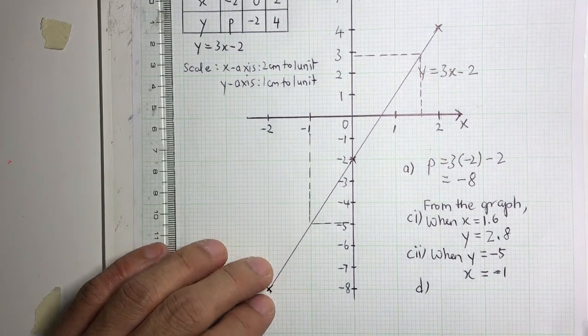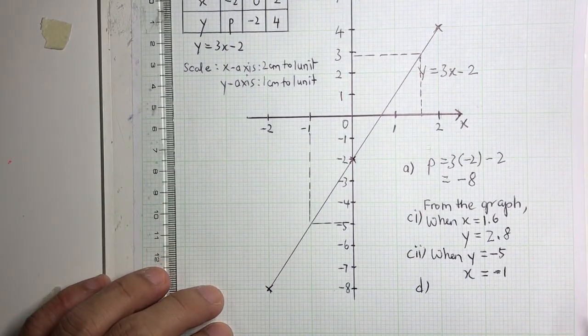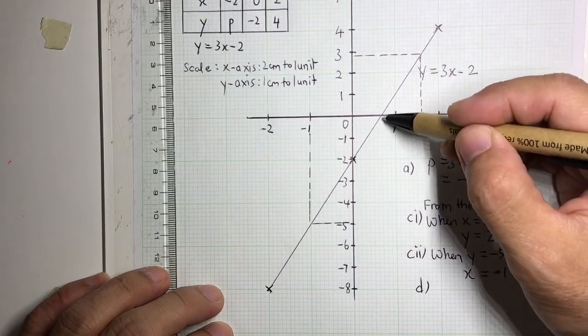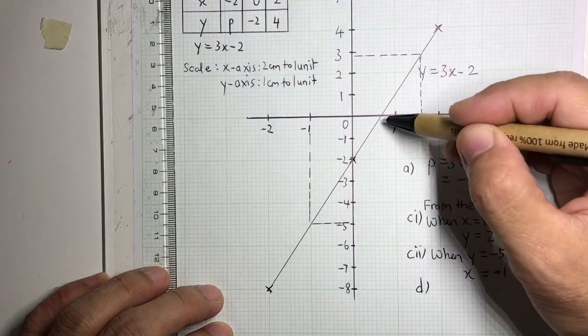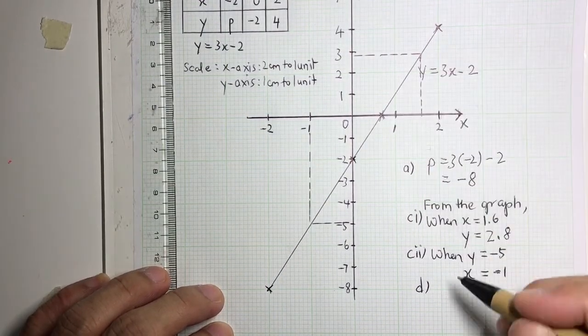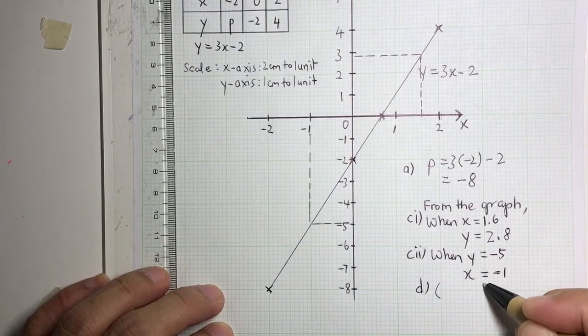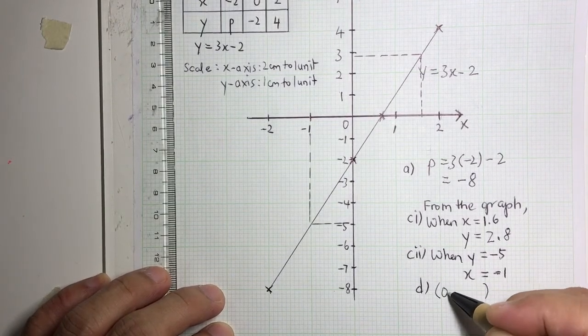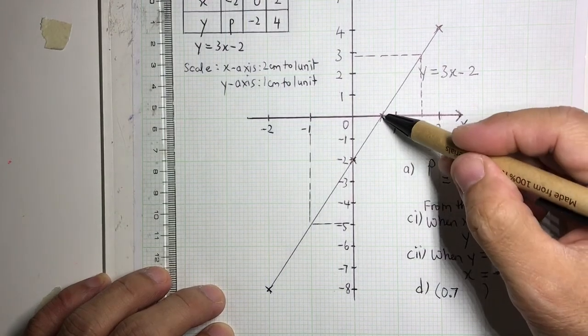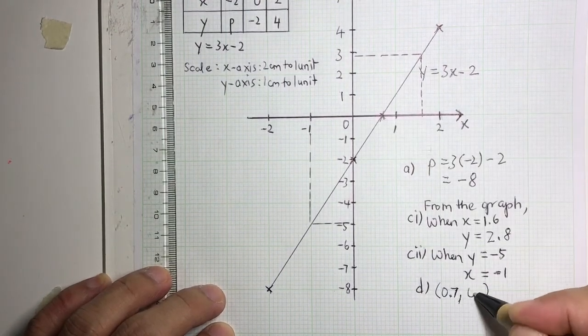In the last part, we are to find the coordinates of the point where the line cuts the x-axis, which is this point. We mark it with an X and we put down the coordinates in brackets. 0.7, x value is 0.7, y value is 0.